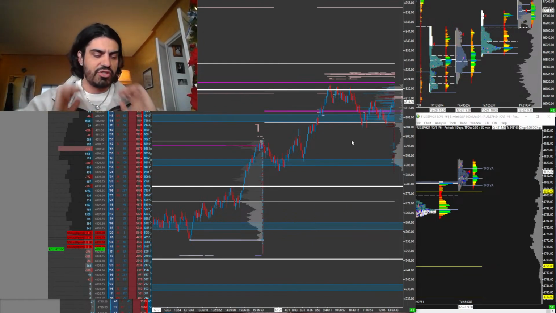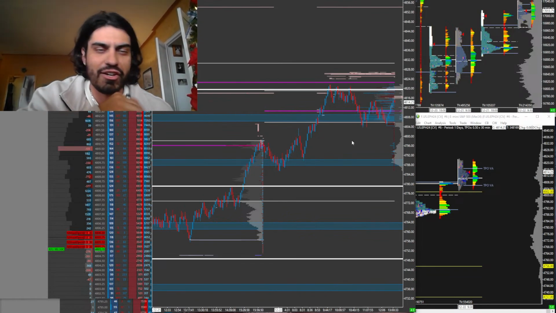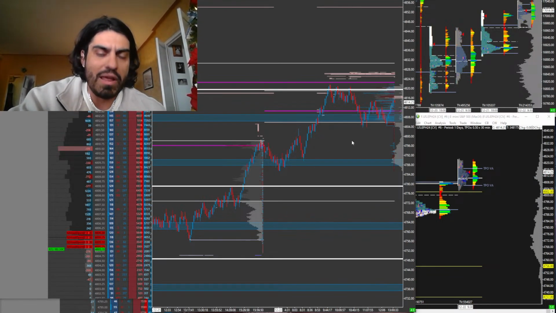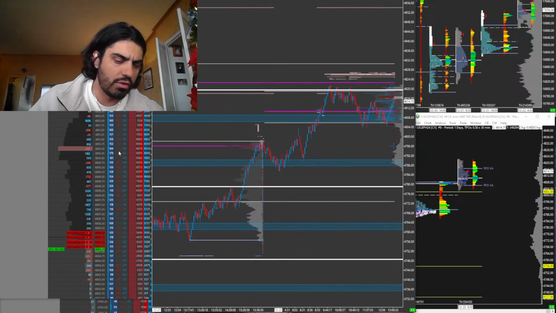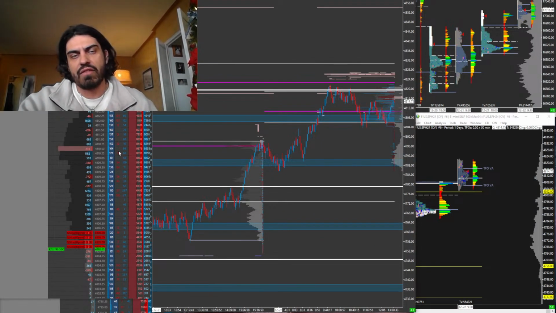Oops, geez, my neck. And it helps me find areas to get in. And then the when moment is mainly driven by the interior columns of the depth of market here that we have in the middle.